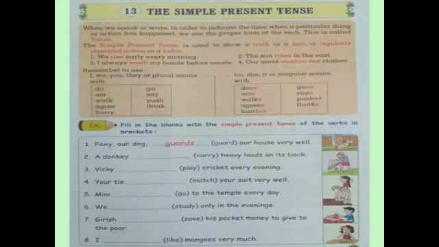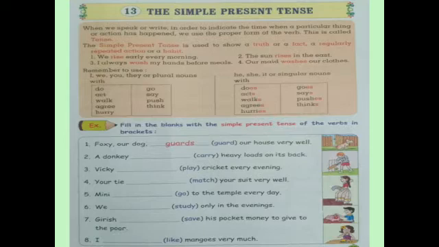So, here is the first example, the first sentence. Foxy, our dog, guards our house very well. Now, here is a singular noun. So, the verb guard is converted to guards. Second sentence, a donkey dash carry heavy loads on its back. So here it is again a singular noun, donkey. So it will be a donkey carries heavy loads on its back.